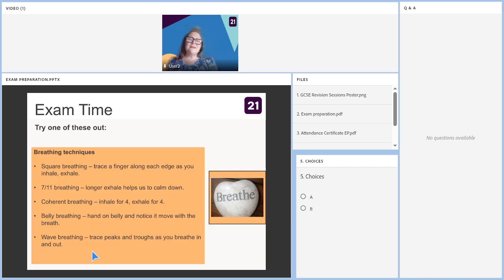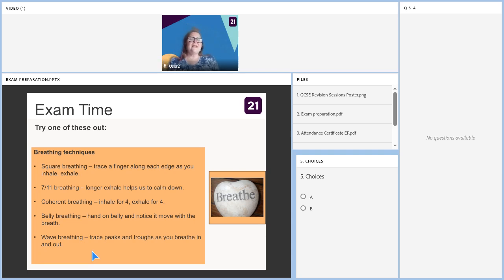So early on, somebody mentioned square breathing. So square breathing, you trace your finger along the edge as you inhale, exhale, inhale, and exhale. And you can use the square on the board. You can use the square that's there right in front of you and have a go at square breathing.